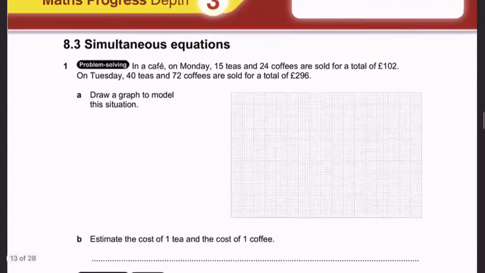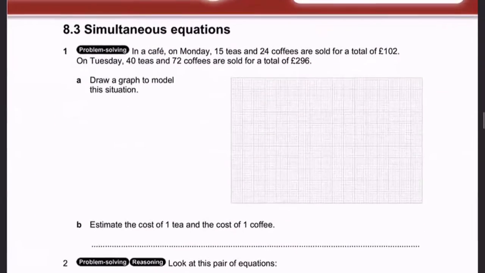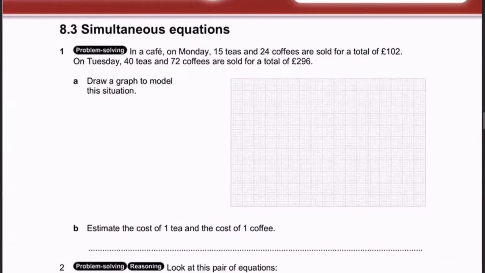Okay, here, for instance: in a cafe, on Monday, 15 teas and 24 coffees are sold for a total of 102. So what you have to do here, you have two variables, teas and coffees. So let one of them be x and the other one be y. That's all. So I will put the tea because I like tea more than coffee. So tea is x and coffee is y.